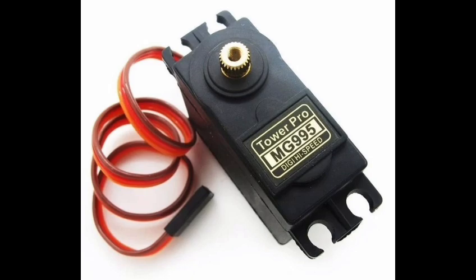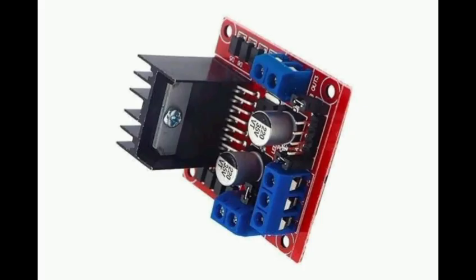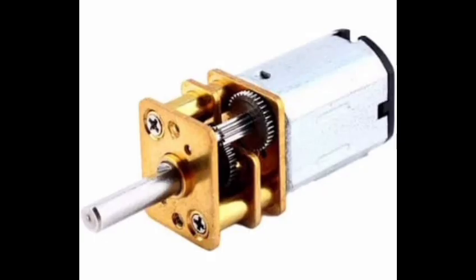Coming to the ground mobility, we use the driver module in connection with N20 gear motors. The N20 gear motors have a 3-pin gear structure which is capable of transforming low power into high torque. So these are very feasible for ground mobility.